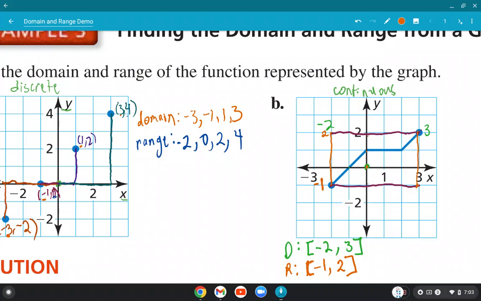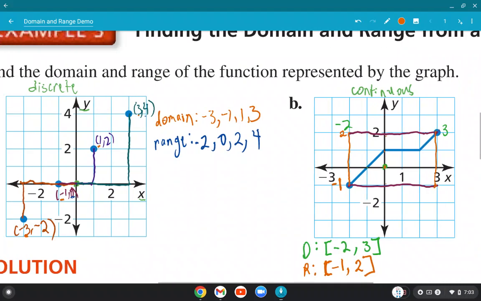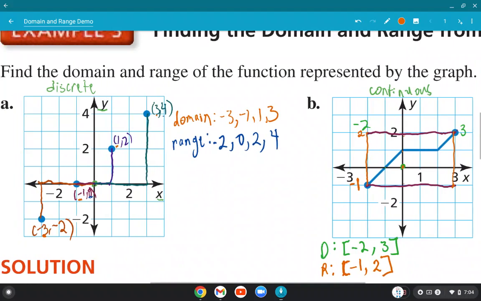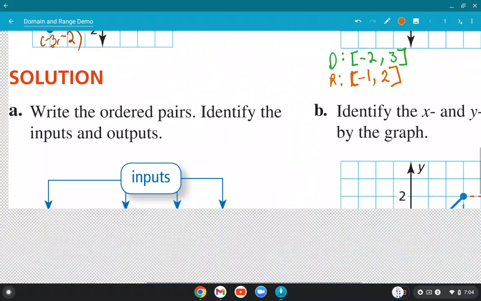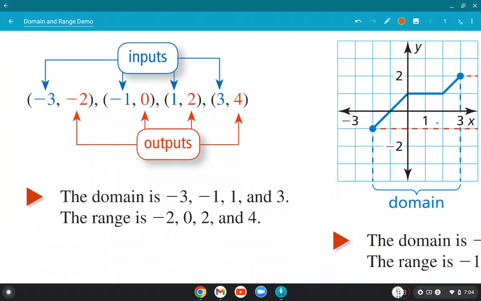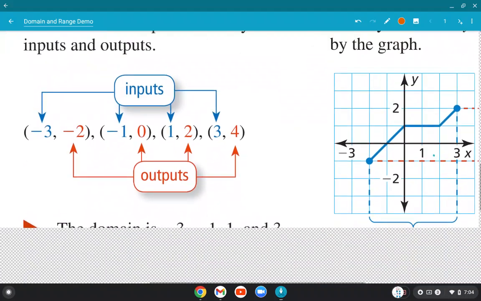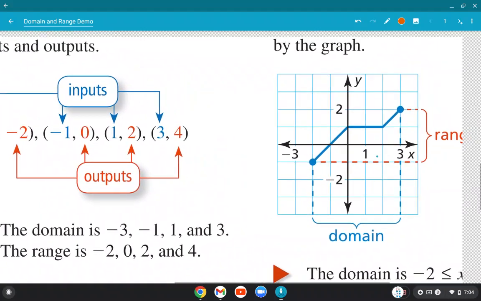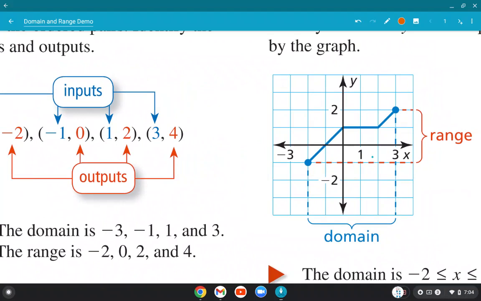You can do it the way that I did it for part A. That's fine and dandy. You got to do what works for you, what you can understand. Now we got our answers. And we can check with the answer key. Since we had a discrete function, we wrote out the ordered pairs. And with the domain and range, the way they did it in the book is very similar to how I did it. I just chose to do it the rectangle way.